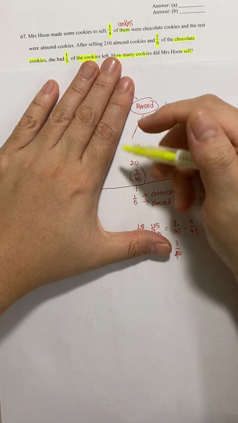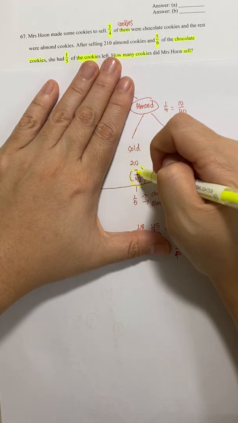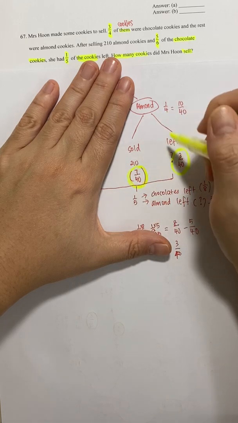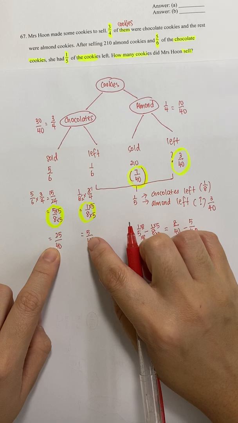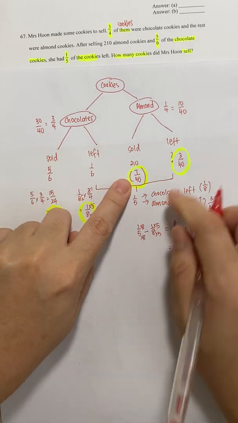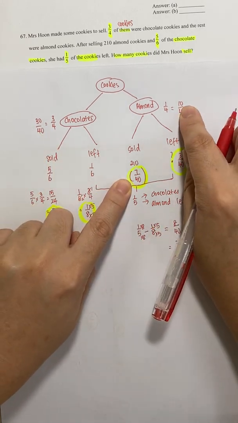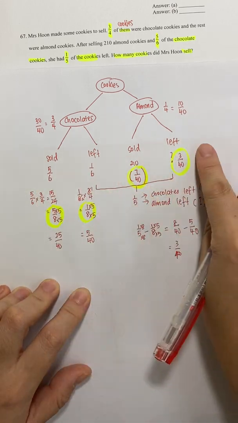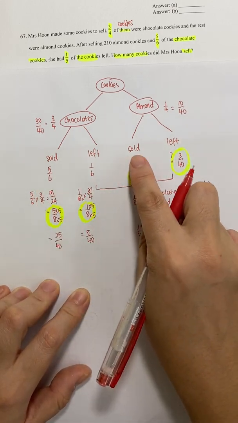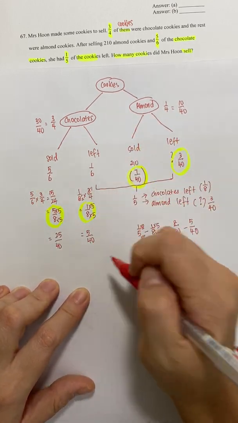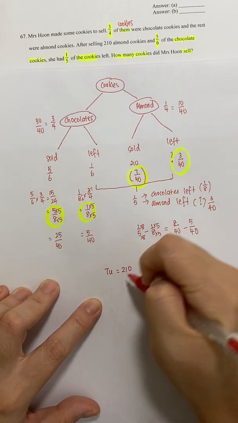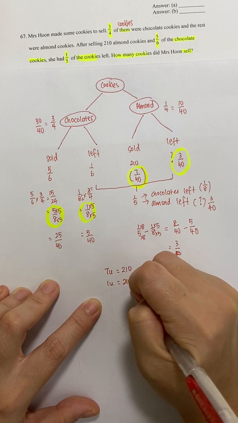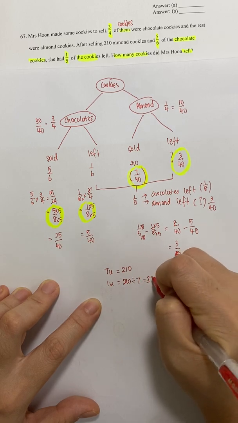Now my branching is almost done. I will have all my values here. I will have 25 and 5, making 30. I will have 7 and 3, making 10 over here. If I look at all this, the only part that has both the units and the value is this part here. So I can safely do my unitary method. 7 units equals 210. 1 unit equals 210 divided by 7, I get 30.